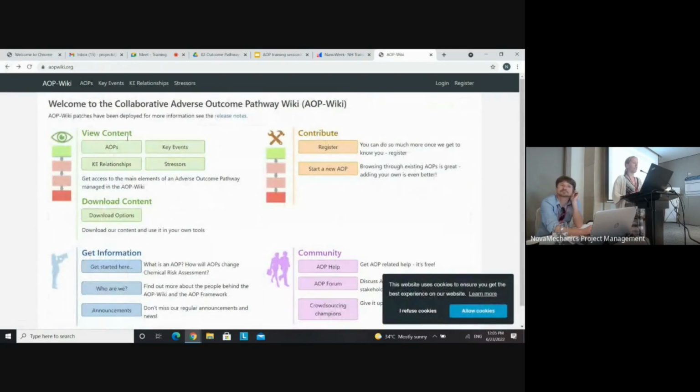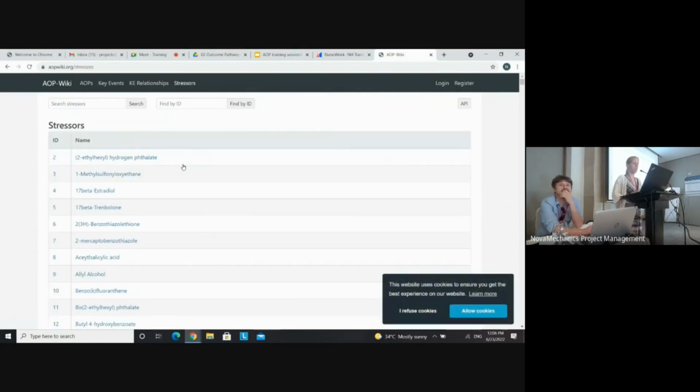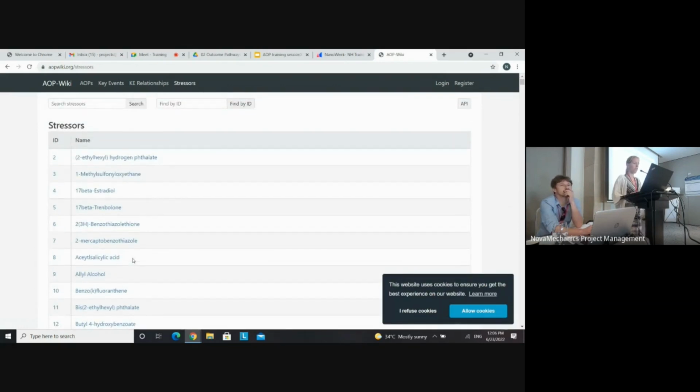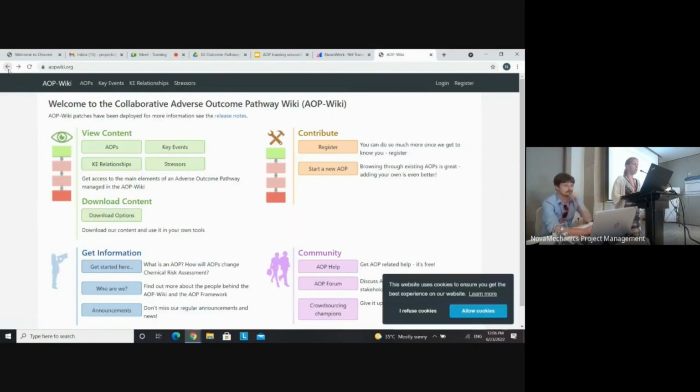You can also, the same as with the AOPs, search by key events if you're interested in key events. You can search by the key event relationships and also the stressors. So this is what I did when we did the networks. I searched through the stressors to see if there was anything that matched the nanomaterials. You can search here at the top, the same with the AOPs and the key events, and you can also search by ID. So before I could just have searched on 237. So this is the main way to navigate the AOP wiki. It's super easy to understand, and you can get lost and have fun finding a lot of interesting things.